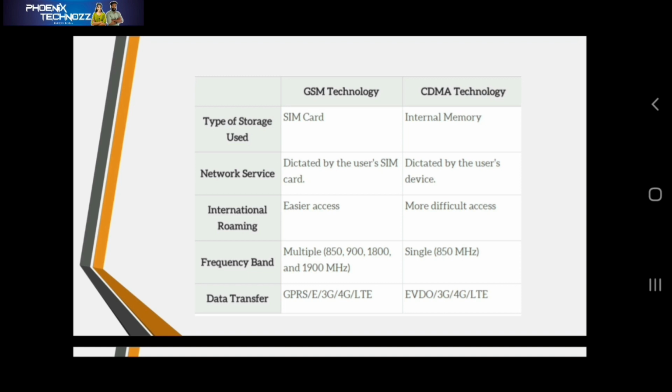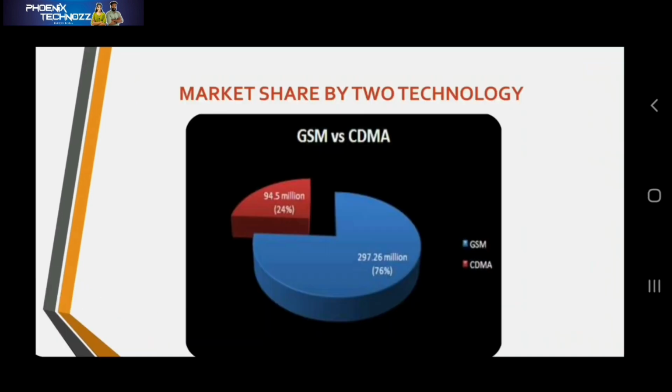Next, the data transfer techniques. In GSM technology, GPRS, the general packet radio service, or 3G or 4G or long-term evolution (LTE) service is used. CDMA technology can support data transfer using EVDO. That is, EVDO is Evolution Data Optimized. It comes under the CDMA 2000 or IS-2000 standard, and it can also support 3G, 4G and LTE, the same as GSM technology. And this shows the market share of the two technologies, GSM and CDMA.